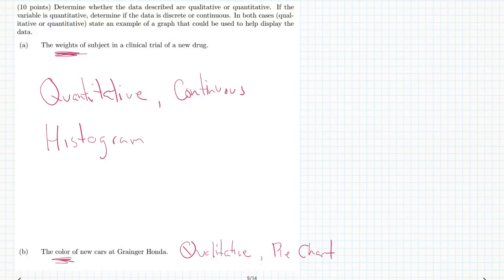Okay, so hopefully you can distinguish what types of graphs go with which variable, and distinguish between the variables. Remember, numbers, you're talking quantitative. If you place it into a category of some kind, that's where you have a qualitative data value. All right.